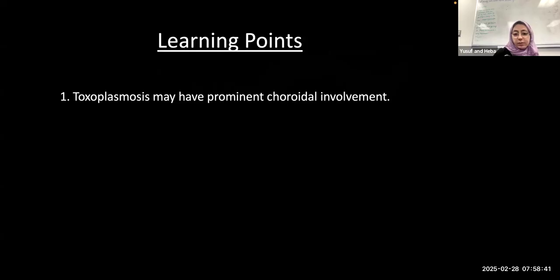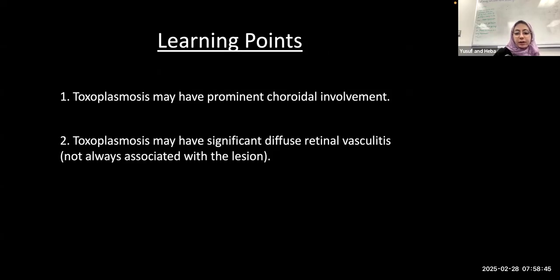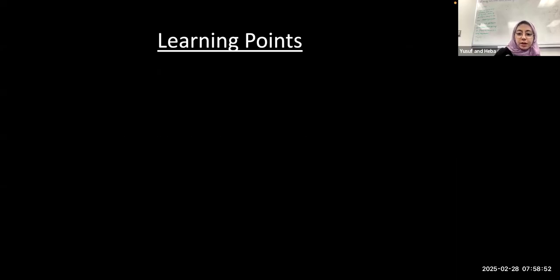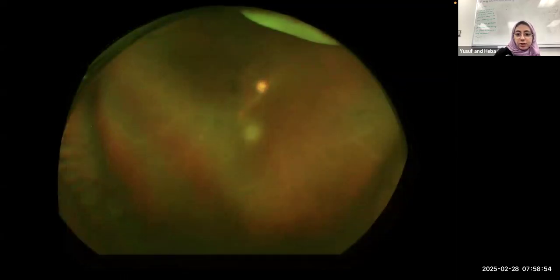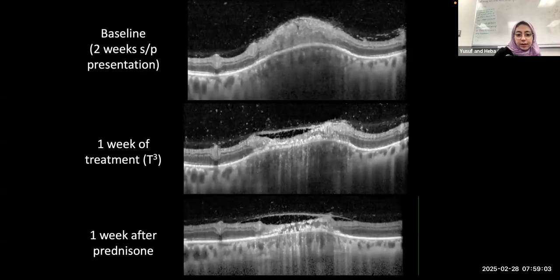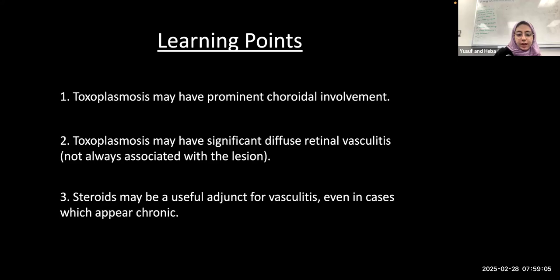So in summary, toxo may have prominent choroidal involvement for sure. And toxoplasmosis may have significant diffuse retinal vasculitis. I know we always say that it was associated with a lesion, but if we go back to the image, we can see that the vasculitis here was actually not super adjacent to the lesion. It was more so around it. And last but not least, steroids definitely may be a useful adjunct for vasculitis, as Dr. Christakis alluded to in our first case.